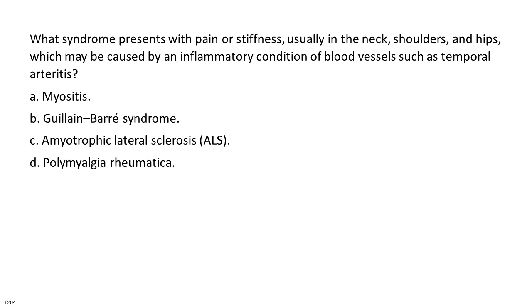What syndrome presents with pain or stiffness, usually in the neck, shoulders, and hips, which may be caused by an inflammatory condition of blood vessels such as temporal arteritis? A. Myositis. B. Guillain-Barré syndrome. C. Amyotrophic lateral sclerosis, ALS. D. Polymyalgia rheumatica.